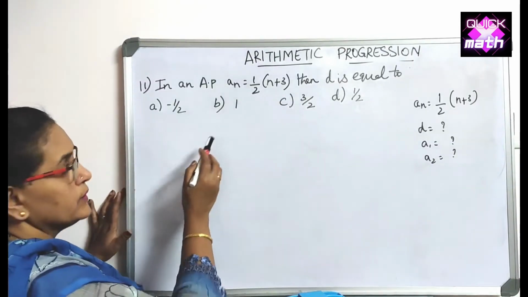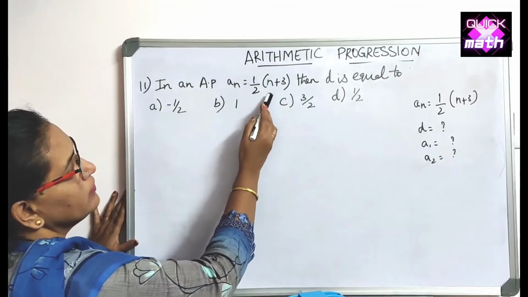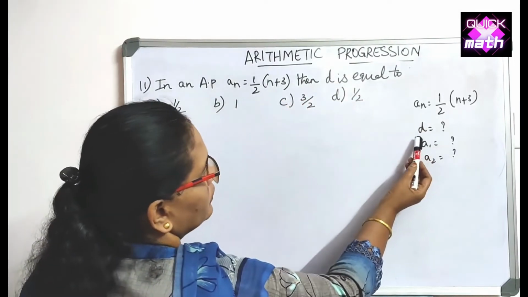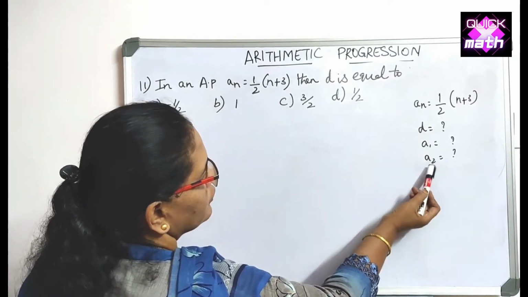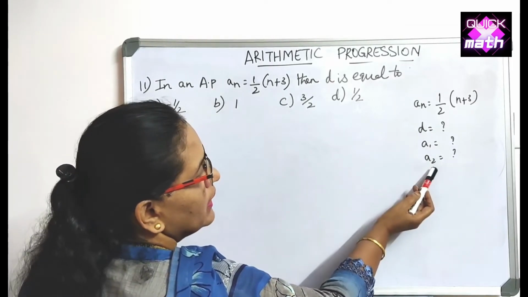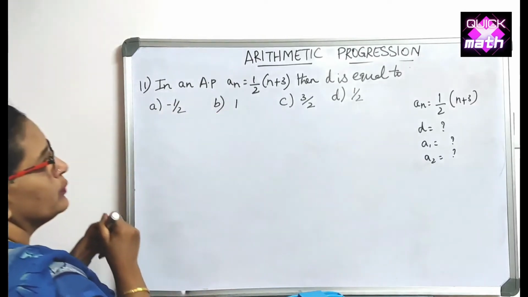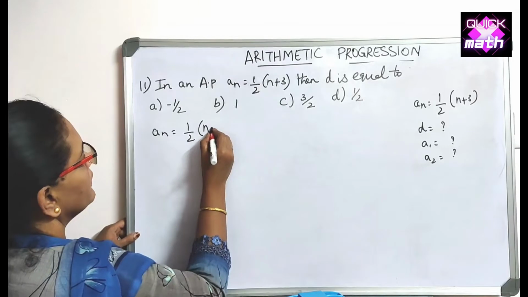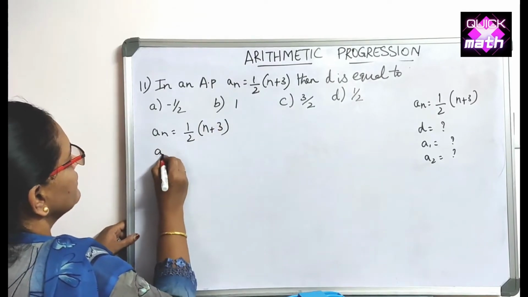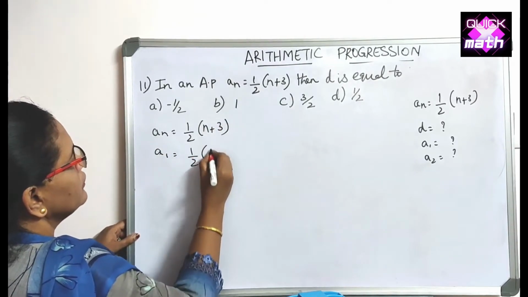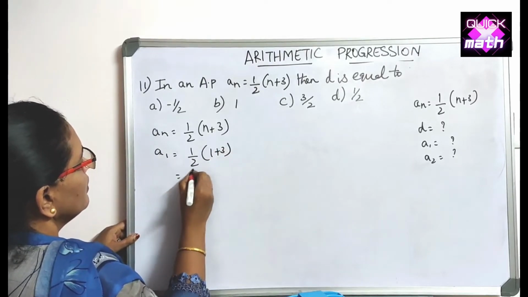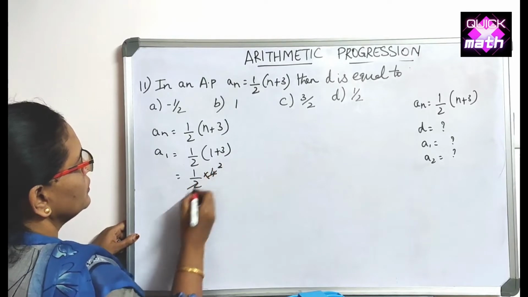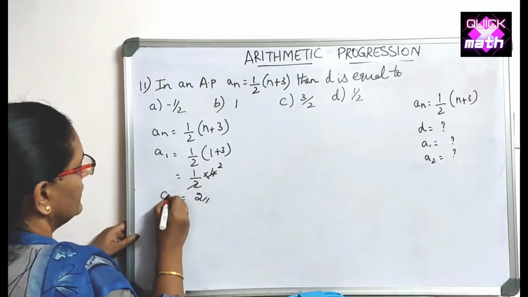Let us solve the next question. In an AP, AN is equal to half into n plus 3, then D is equal to what? So we know AN, we don't know D, we don't know A1, A2. Because to find out D, we should know A1 and A2. So now the equation is given, that is AN is equal to half into n plus 3. So here let us take A1, that is half into 1 plus 3. So half into 3 plus 1 is 4. So 2 goes in 4 2 times. So it is 2. A1 is 2.